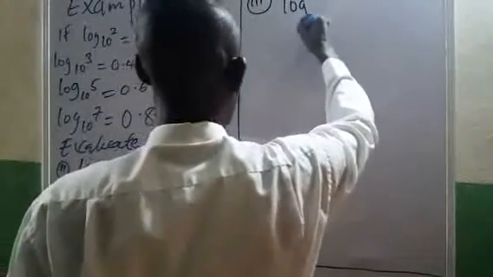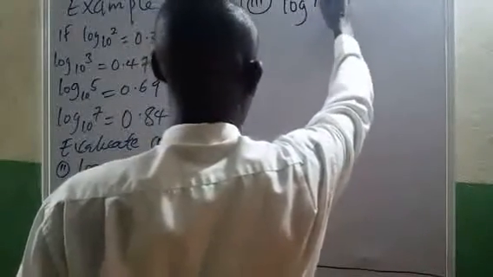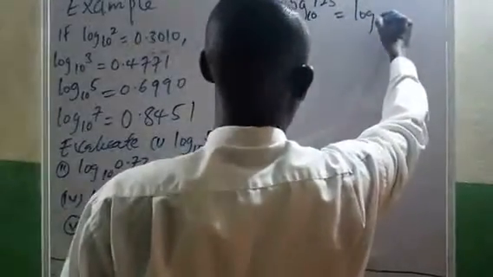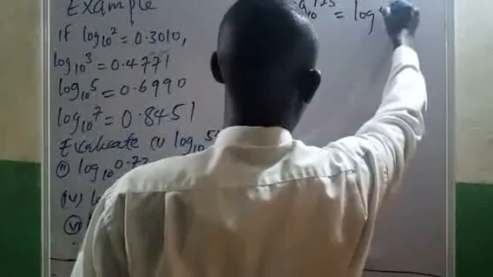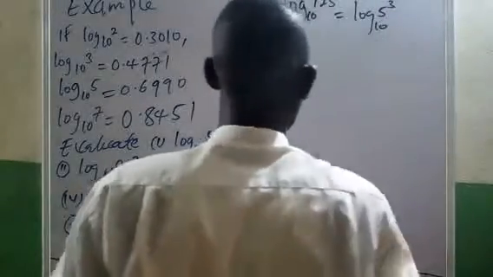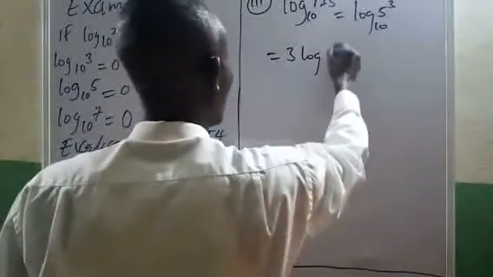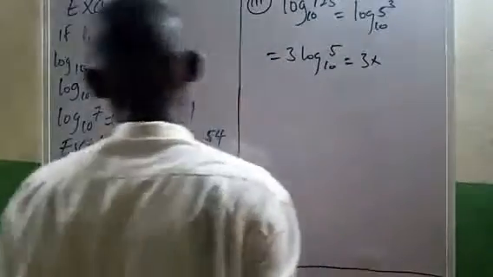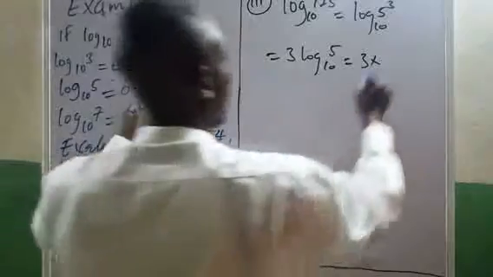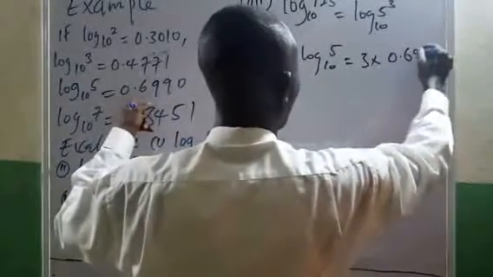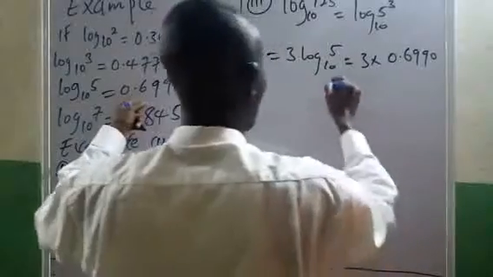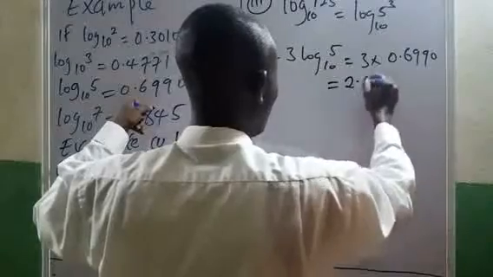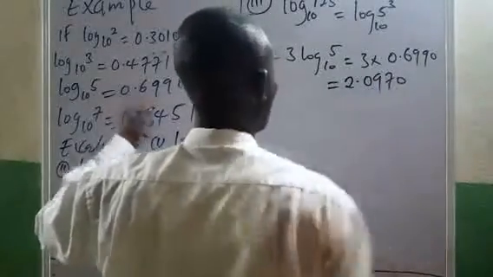Then you have log 125 base 10. That will be log 5 raised to the power of 3 base 10. That will be 3 log 5 to base 10. This one is 3 times. What do we have as log 5 here? Log 5 is 0.6990. And if you simplify that, you multiply, you have 2.0970.